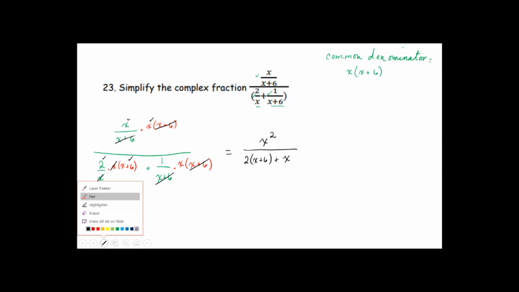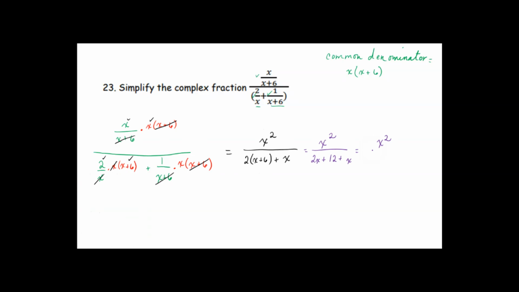Now let's finish up by distributing that 2 in the denominator. That gives me 2x plus 12. And then we can add the 2x and the x in the denominator. We'll have 3x plus 12 down there. And that would be my final answer.